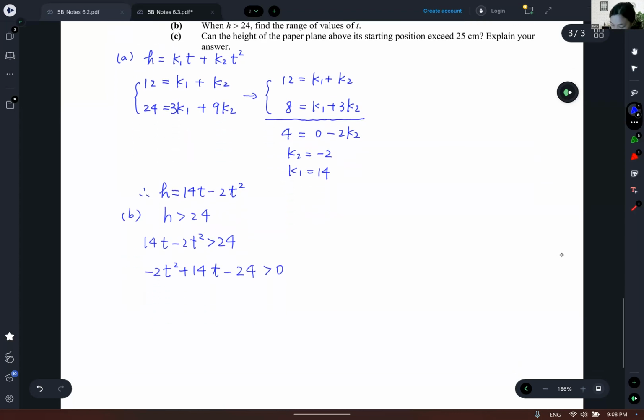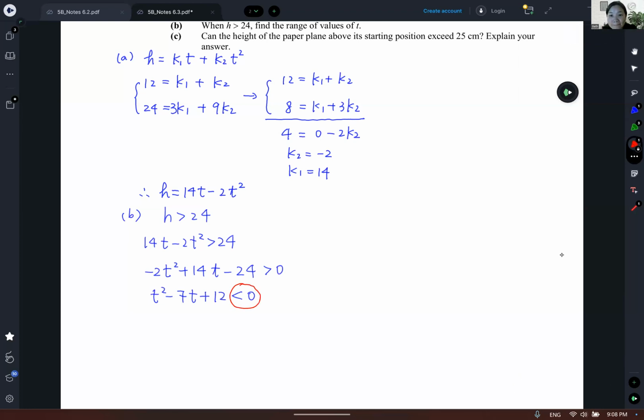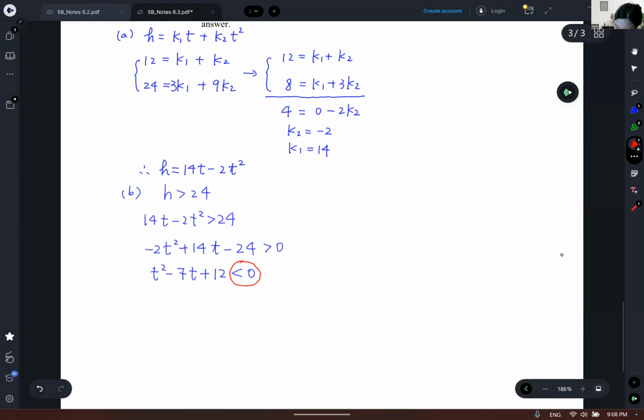In that case, I sincerely hope that you reduce the inequality. You reduce the coefficients to t squared minus 7t plus 12 is smaller than 0. And pay attention, there is a change of sign. And then you can use the factorization. T minus 3 times t minus 4 is smaller than 0.